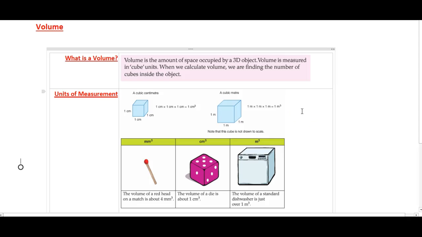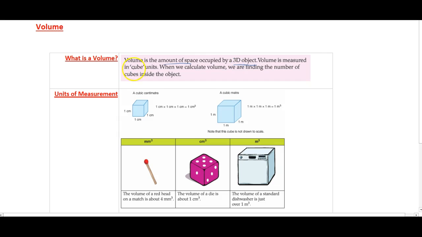This lesson we're going to look at volume and how we calculate volume, and it's an extension from area and perimeter, the next step on from there. So firstly, what is volume? Volume is the amount of space occupied by a 3D object. It's important to understand that it's a 3D object.